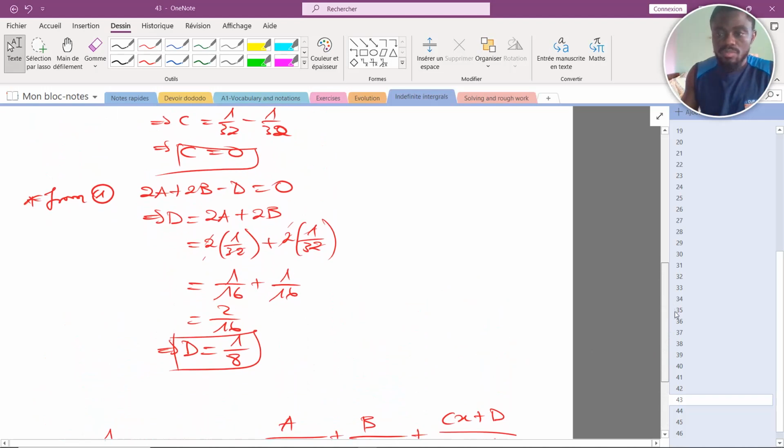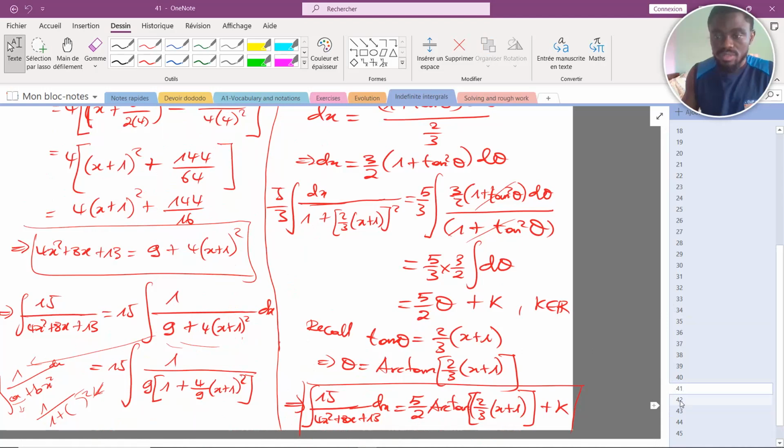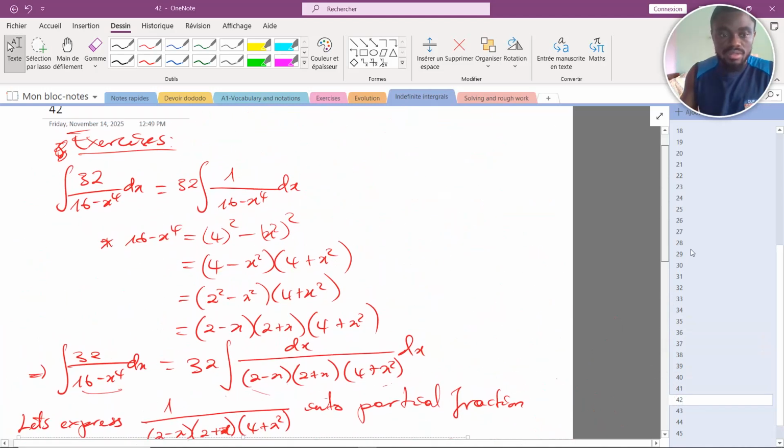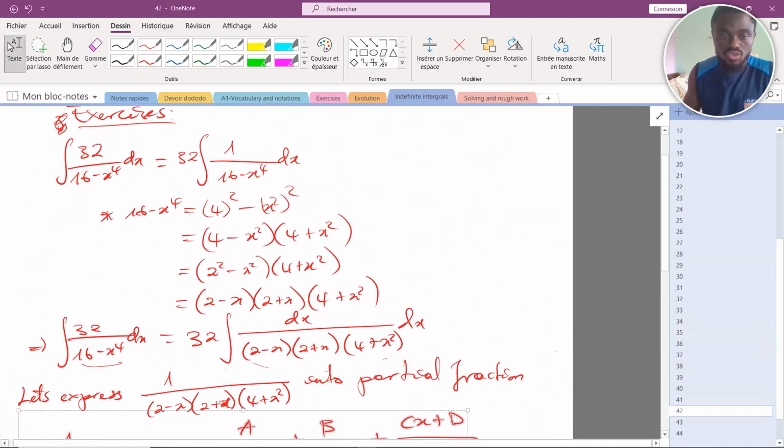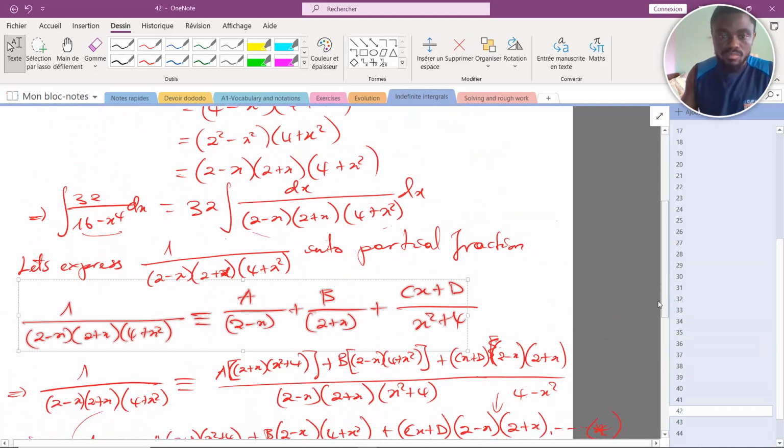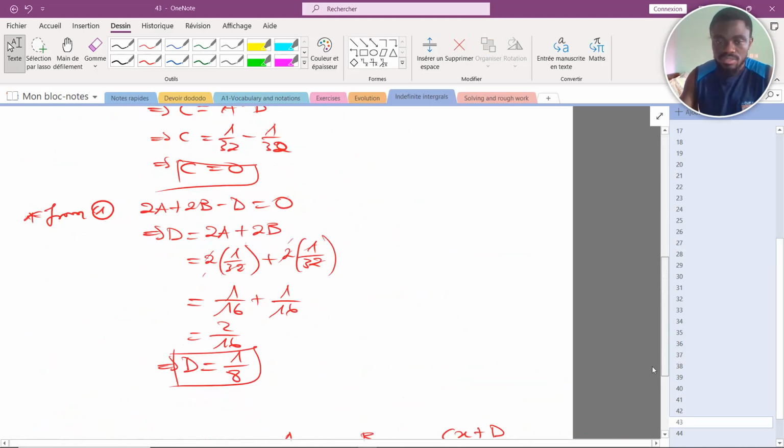Now remember that our integral was this. There's a 32 that is outside here. So after expressing this in partial fraction, we're going to substitute it inside here. So this will be 32 times the integral of all of this. I don't know if you are getting what I'm saying. So this will be 32 times the integral of all of this.